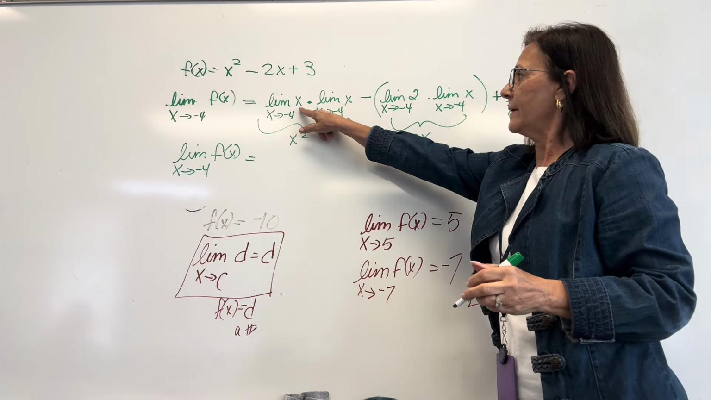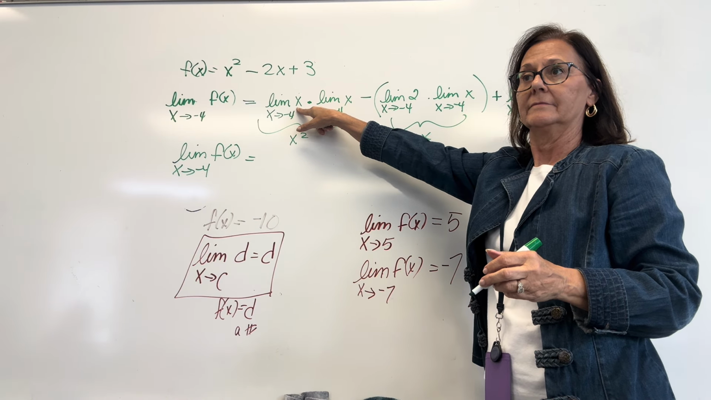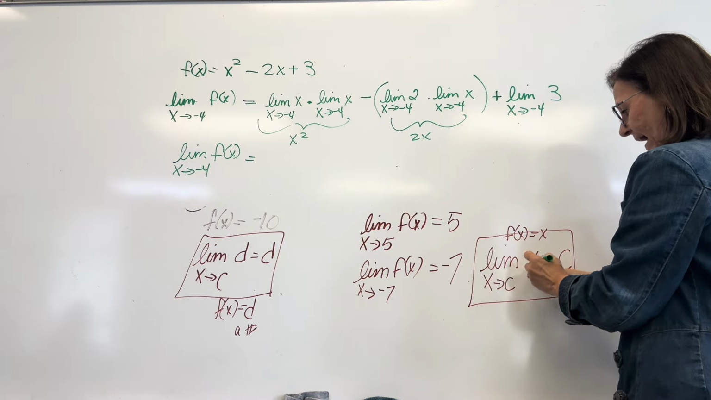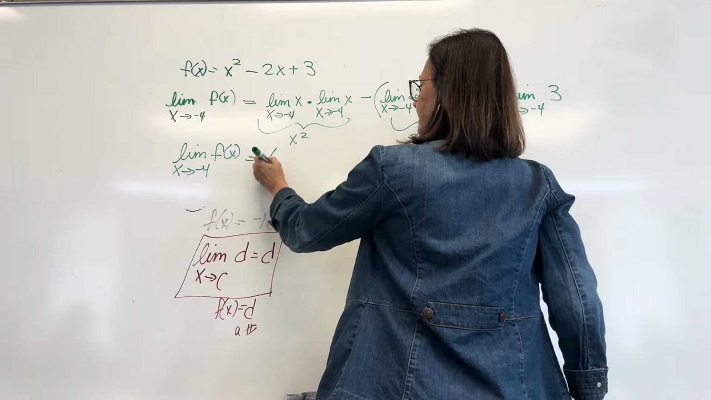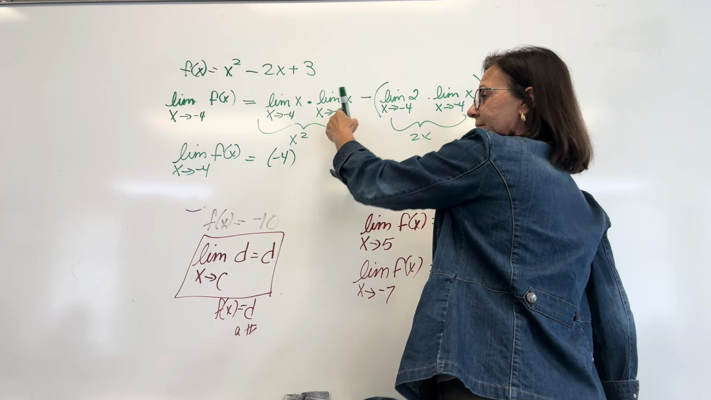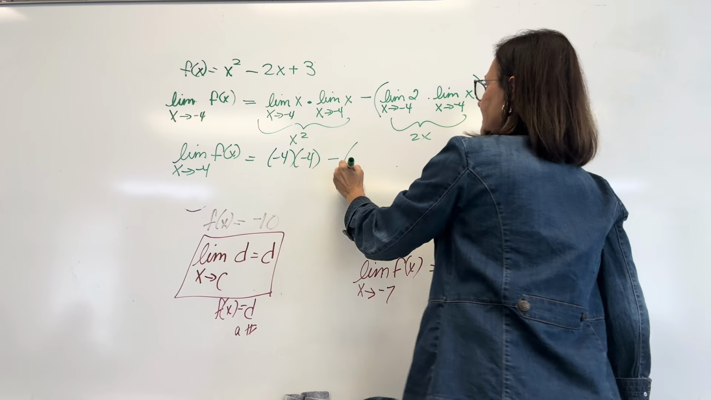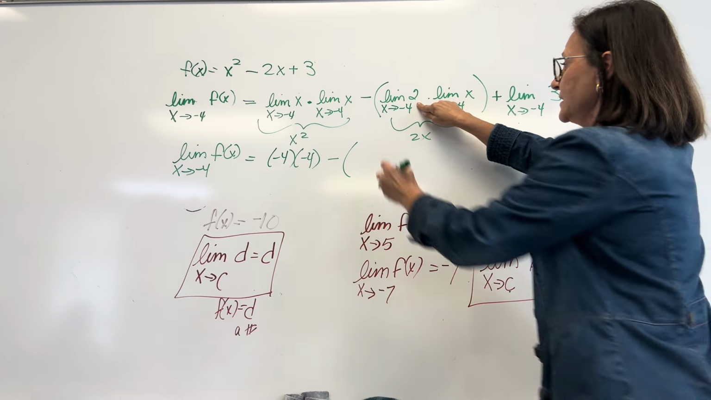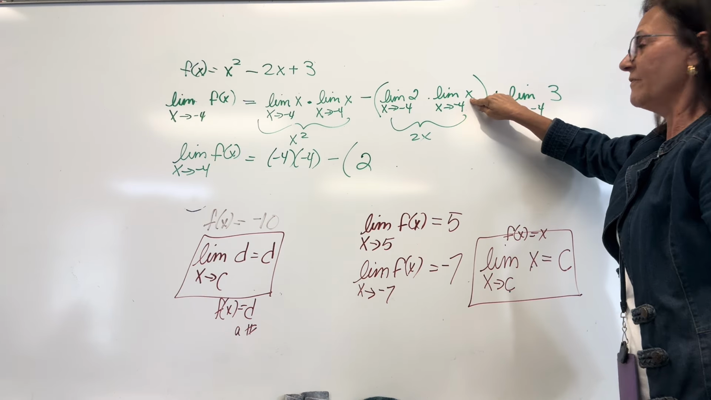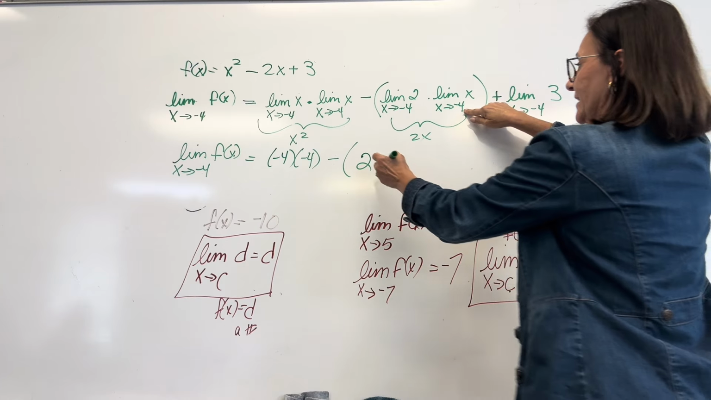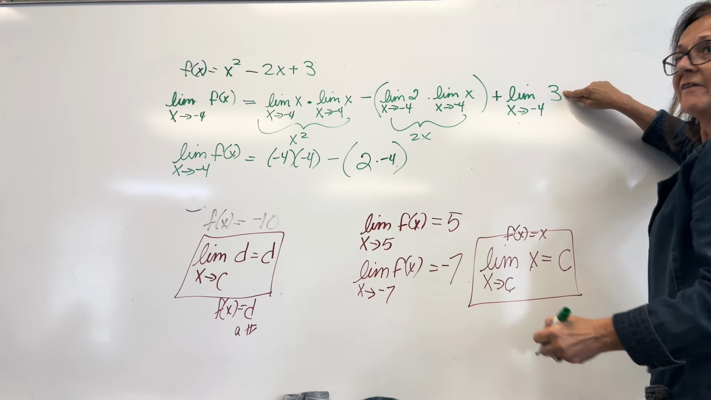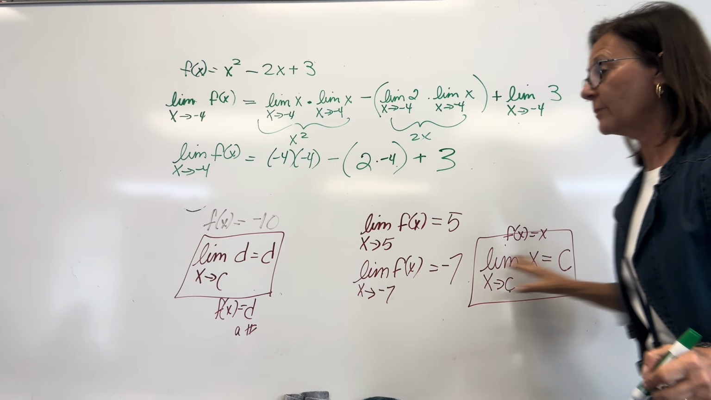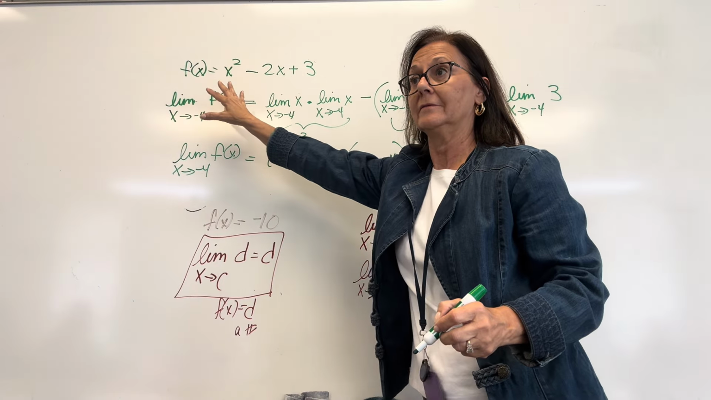All right, what's the limit of the identity? The limit of x is the constant. It's negative 4. What's the limit of the constant? Just a constant. What's the limit of a constant? The constant. So I just applied those two rules in any formula.